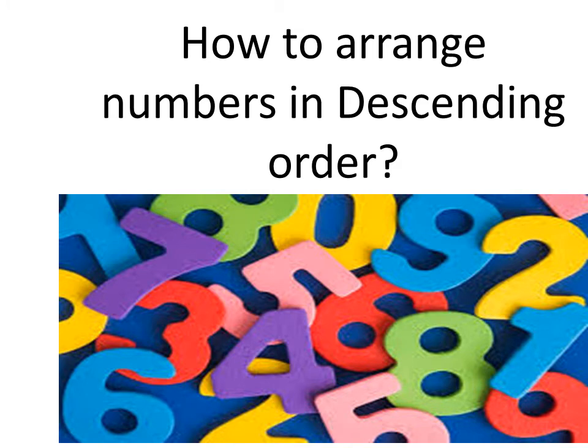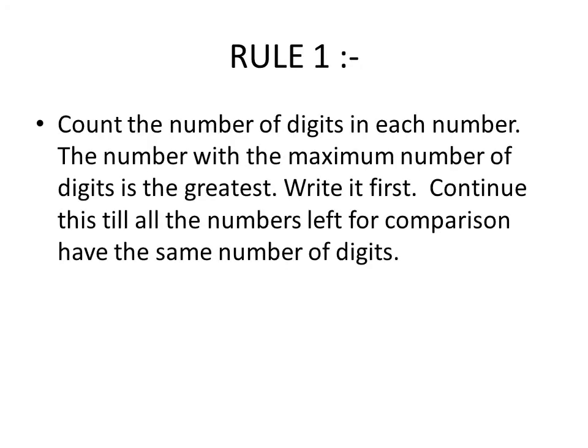Now, how to arrange numbers in descending order? To arrange numbers in descending order, there are a few rules. Rule number 1 is that whenever you are writing the numbers in descending order, you have to count the number of digits in each number, and the number with the maximum number of digits will be the greatest one, and you will write it first, and after it you will compare the other numbers.